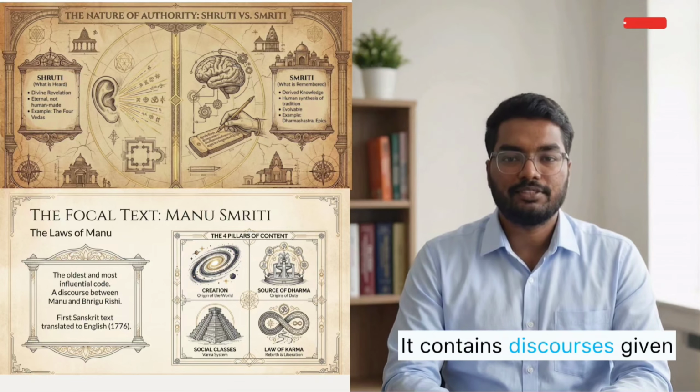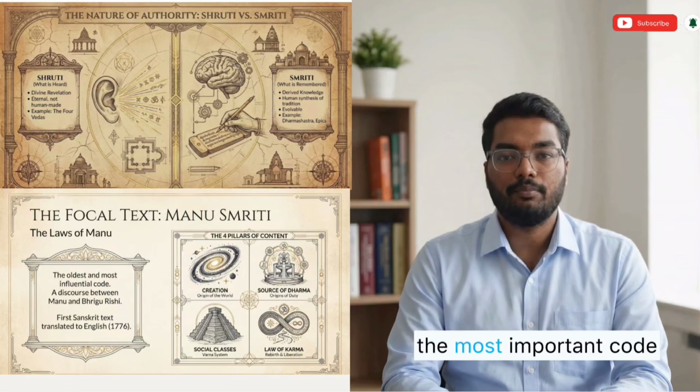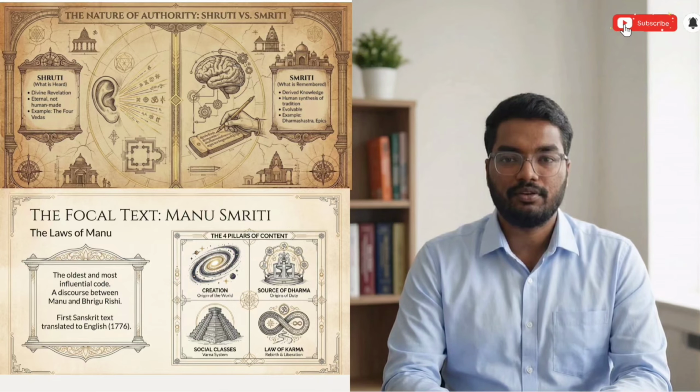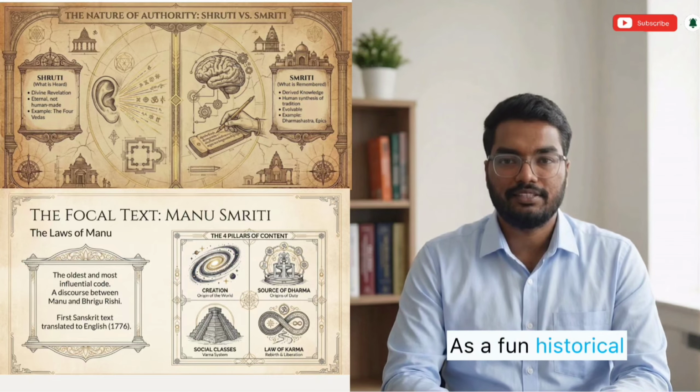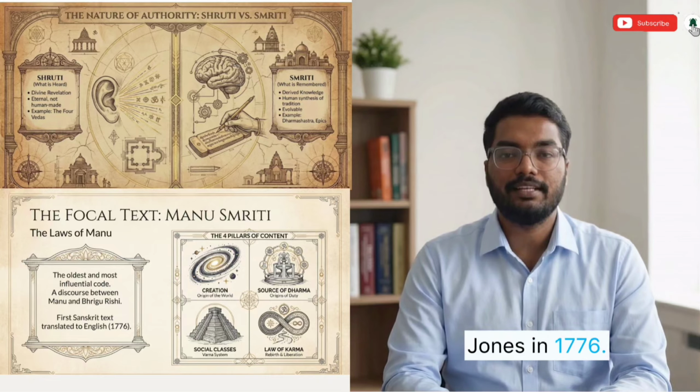It contains discourses given by Manu and Bhrigu Rishi and is considered the most important code of Hindu law. As a fun historical fact, it was actually one of the first Sanskrit texts translated into English, completed by William Jones in 1776.